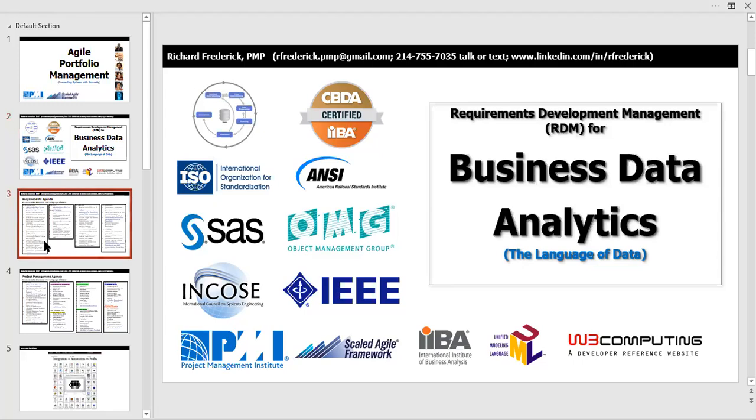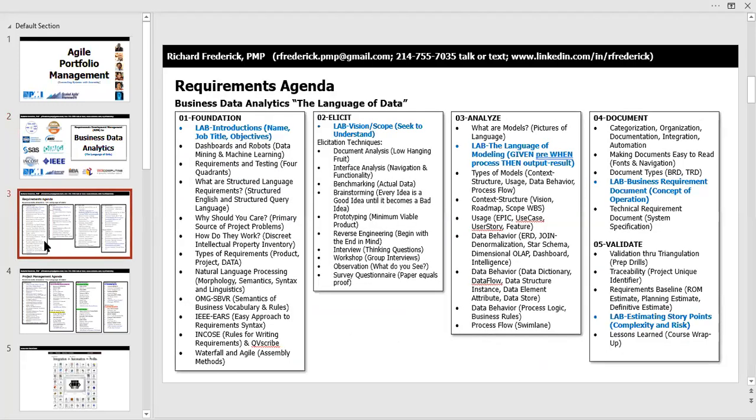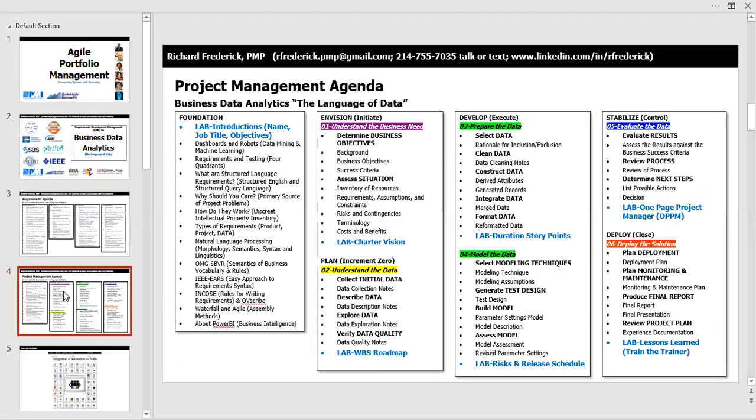So quickly, here's the agenda. It's a traditional requirements class. It follows the traditional elicit, analyze, document, validate format. The only difference is that there's a much larger focus on data as opposed to product and process. And again, mainly because that's our future, so I sort of specialize in that. And in addition, there's a correlated project management class that's also about data.